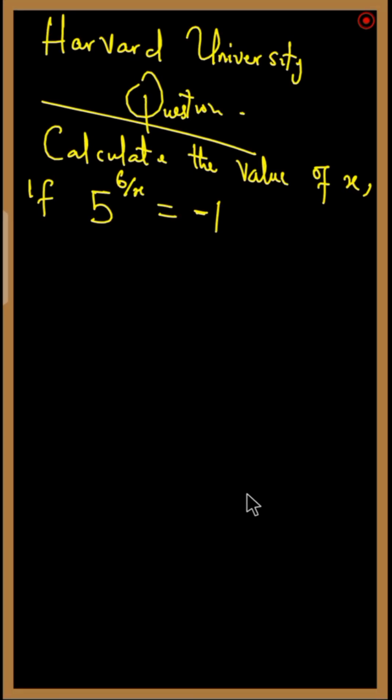Welcome once again. Today we have on the screen a Harvard University question. The question says: calculate the value of x if 5 raised to power 6 over x is equal to minus 1. Wonderful. How are we going to solve this question?